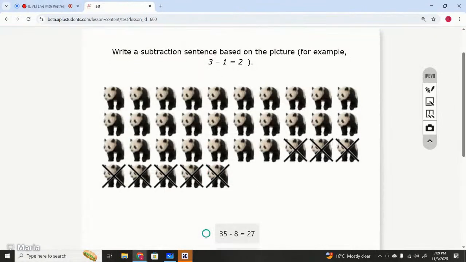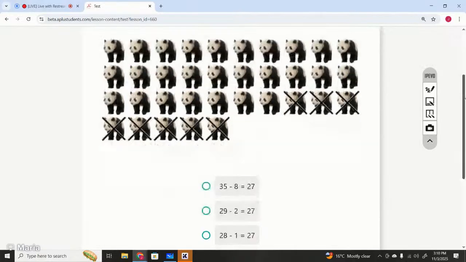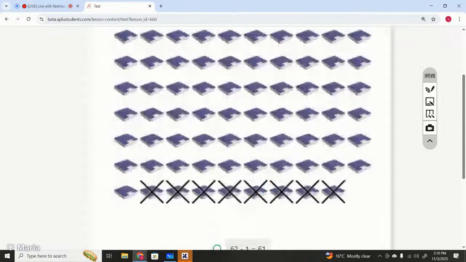So write a subtraction sentence based on the picture. 10, 20, 30, 31, 32, 33, 34, 35. And 8 of them are crossed out. So 35 minus 8 is 27. Option number 1 is the correct option.